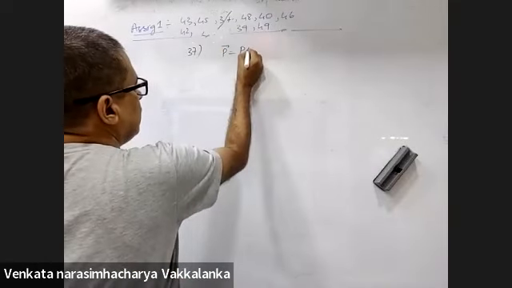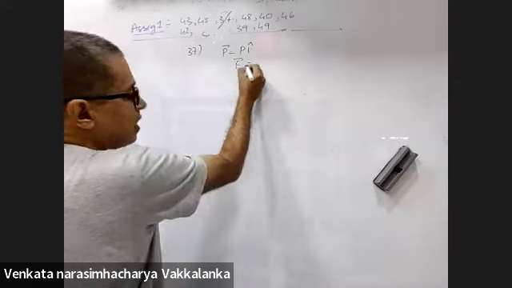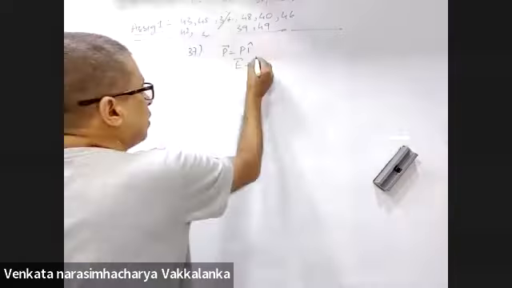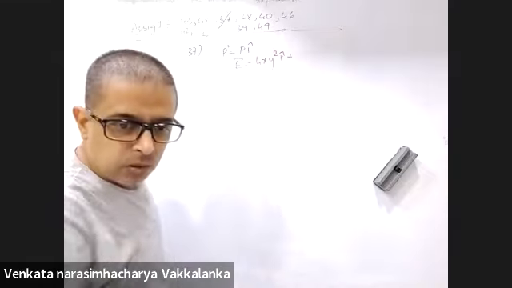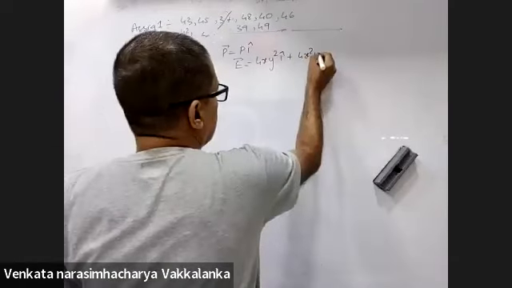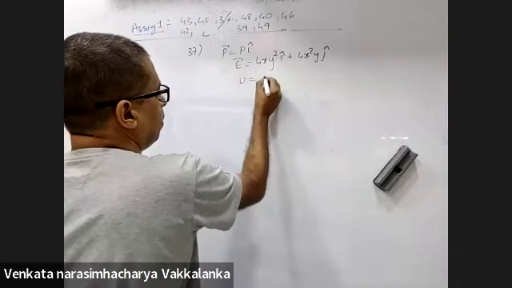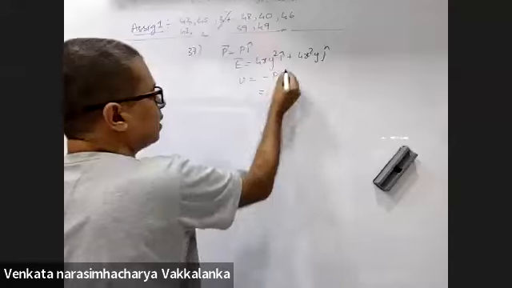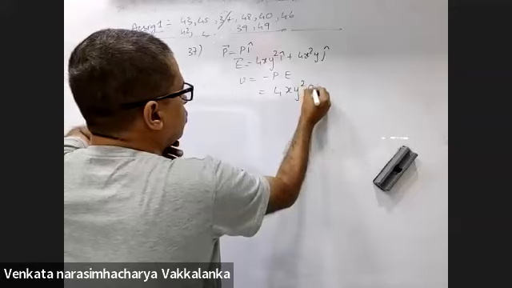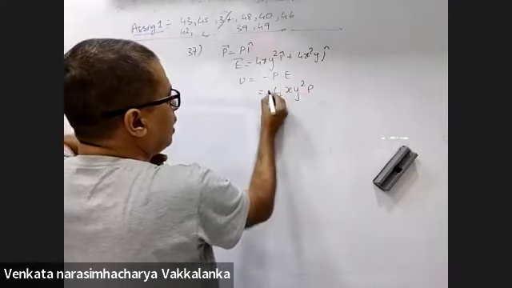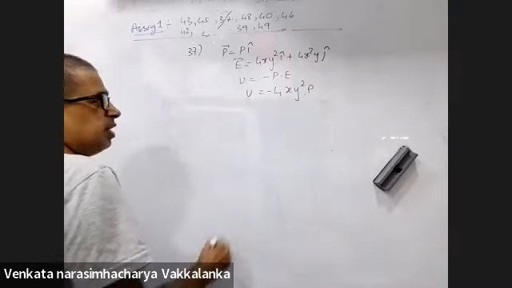P is technically P I cap, right? Electric field is 4xy square I cap plus 4x square y j cap. Find the force on the dipole. Minus P dot E. P dot E will become 4xy square P, I dot I with a negative sign. I dot J will become 0. This is the potential energy.